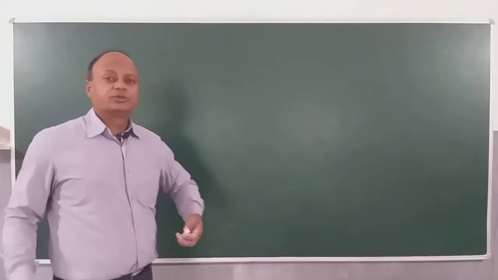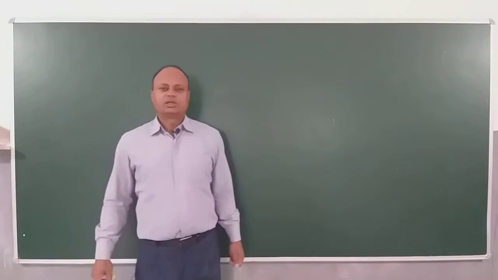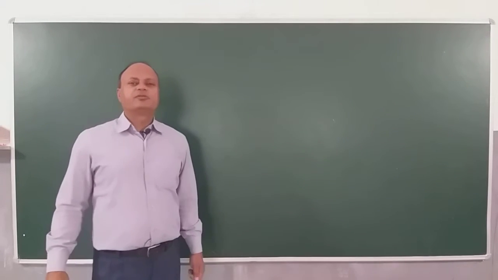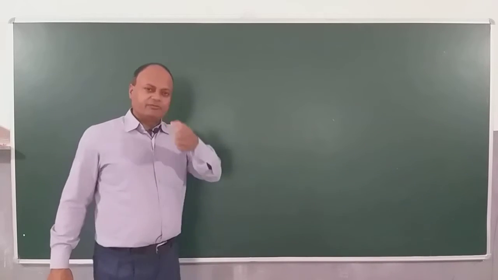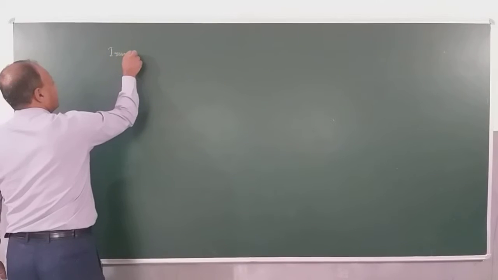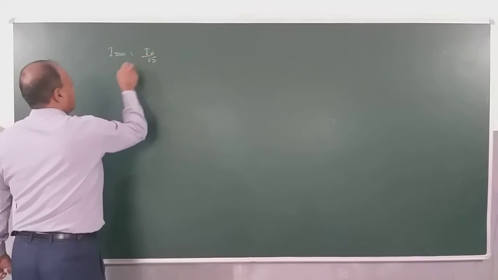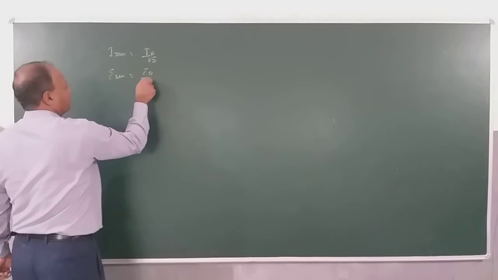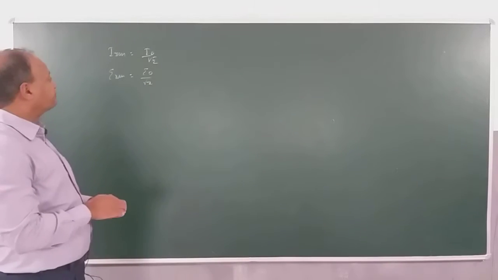Alright children, we understood in the previous video the concept of production of AC, and we also understood the meaning of root mean square value of current and EMF, and we said that RMS current is equal to I naught by root 2 and RMS value of EMF is E naught by root 2. Clear? These concepts we learned. These are very new concepts to you.